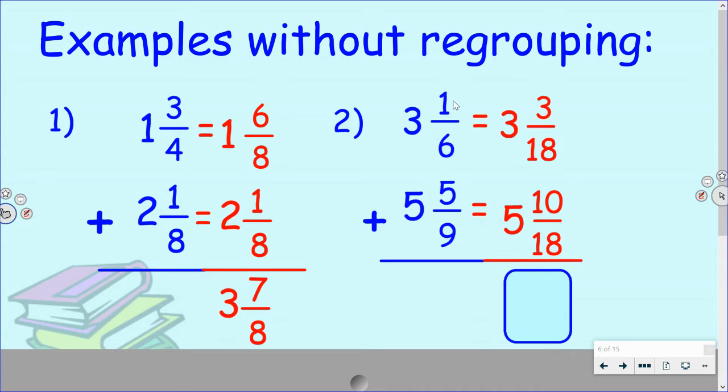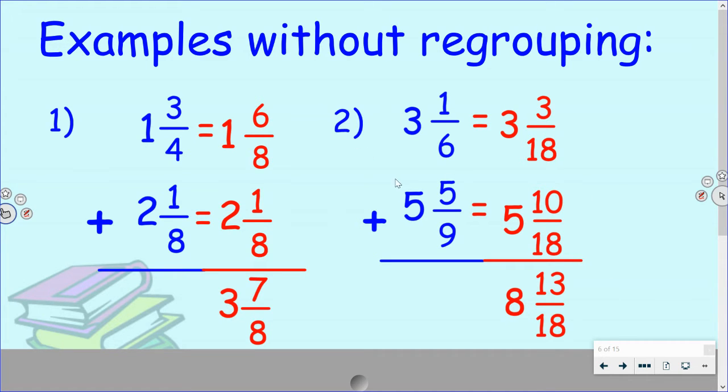6 times 3, 1 times 3. So 1/6 is the same as 3/18. 9 times 2, 5 times 2. 5/9 is the same as 10/18. And when we put together the parts, 13/18, and the wholes, 8 wholes, and ask ourselves, can it reduce any further? And the answer is no.